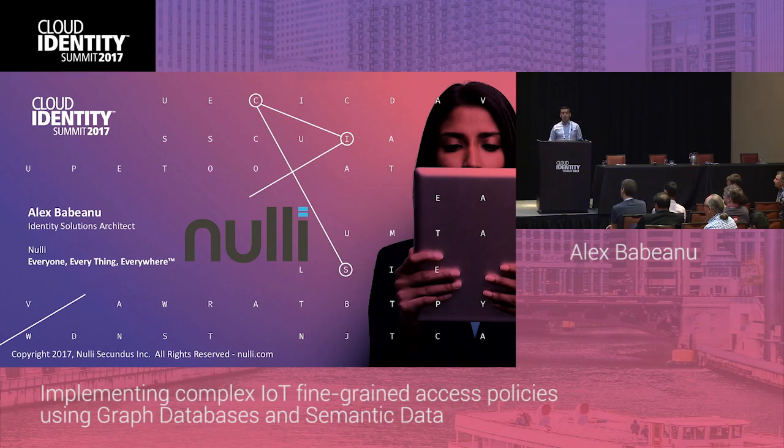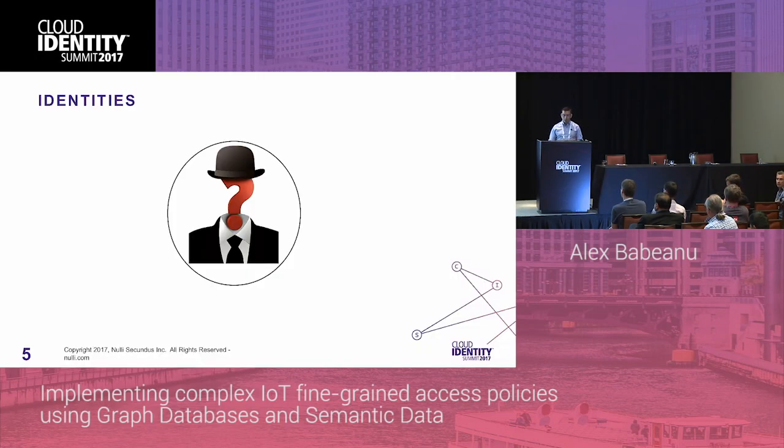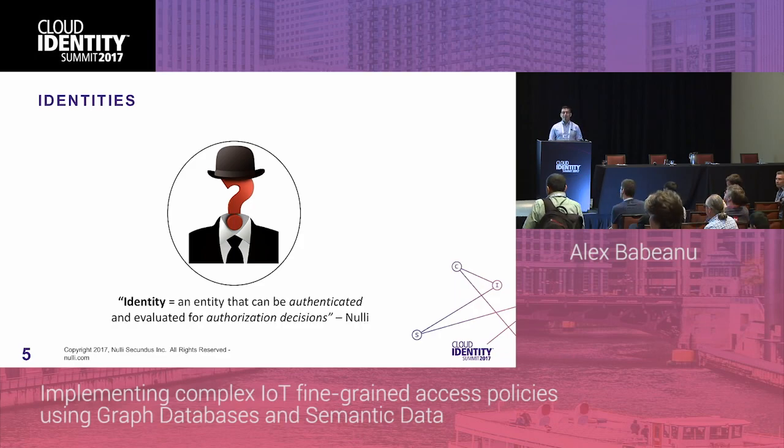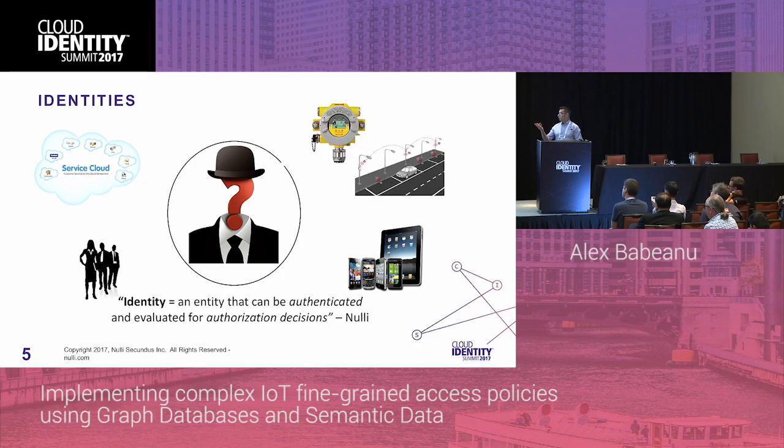So I'm going to start with a bit of background. Interestingly, I had this discussion in the past couple of days with a number of people here about what an identity is. At Nulli at least, we define an identity as anything that can be authenticated or authorized. So it could be people, smart devices like mobile phones and tablets, as well as cloud services, and of course devices. I'm going to focus today on devices. Here we have smart sensors or smart cars.